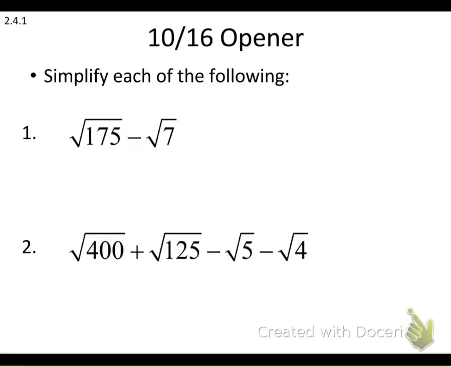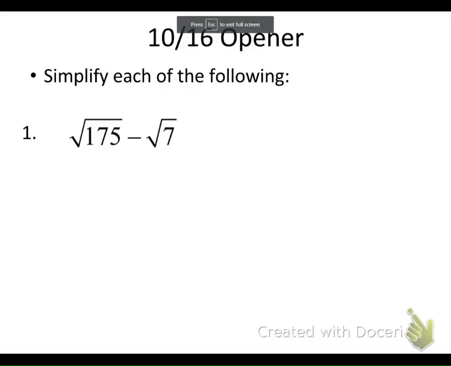All right, so we're going to start off by reviewing last week, adding and subtracting square roots. The first one we have here is the square root of 175 minus the square root of 7. In order to subtract these two square roots, we first have to simplify them. So I have to think, what two factors can I use for 175?